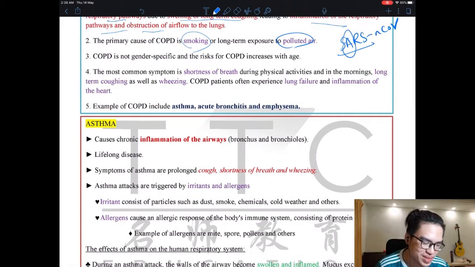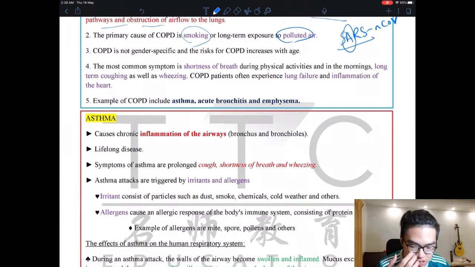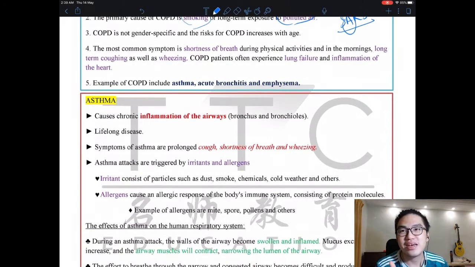Come on. Anyway, so examples of COPD, like asthma. This is mostly congenital. You're born with it. Acute bronchitis. So I thought this is chronic. So I would say bronchitis lah. Emphysema. I would say if you get emphysema, you are very lucky because you didn't get lung cancer, which is way worse. So let's look at what is asthma.